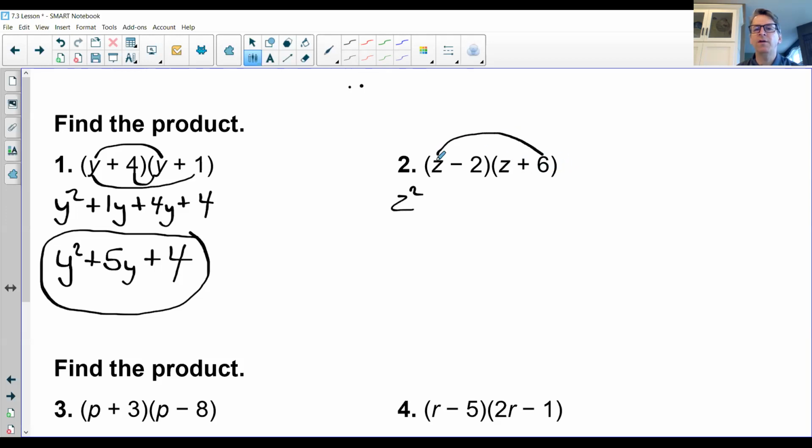Now, you're probably wondering why I sometimes draw an arc underneath and do a little smiley face. It doesn't matter. Sometimes I'll just note that this is the outer, 6 times z. Okay? Inner, you want to think of inside. Negative 2z.